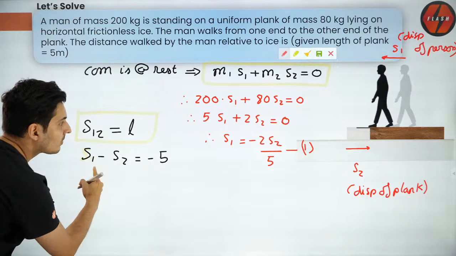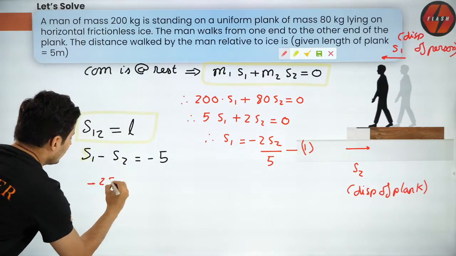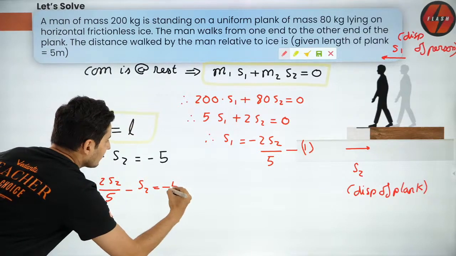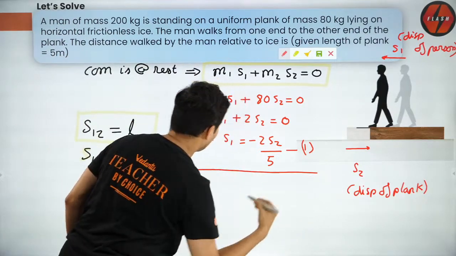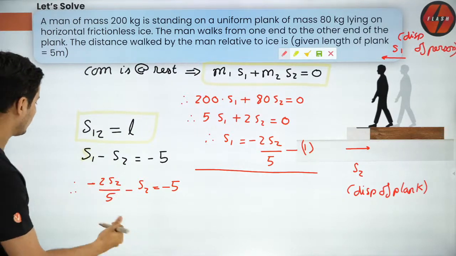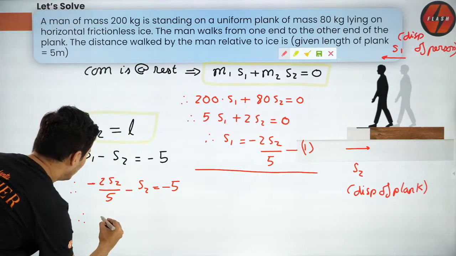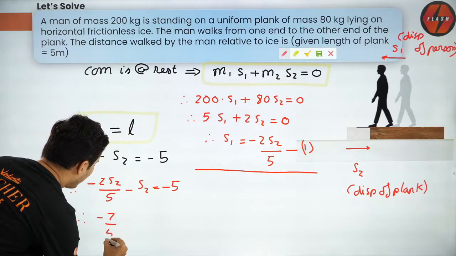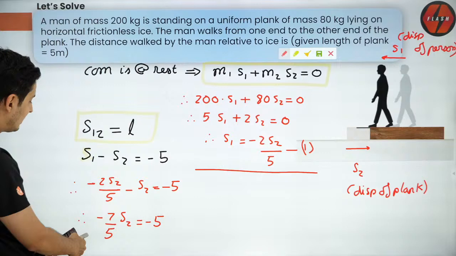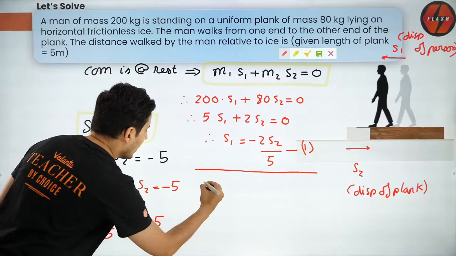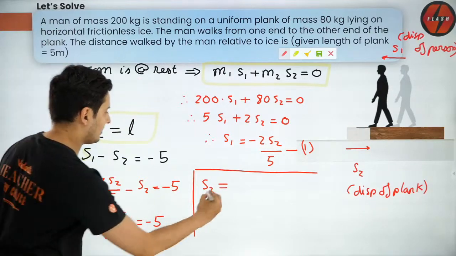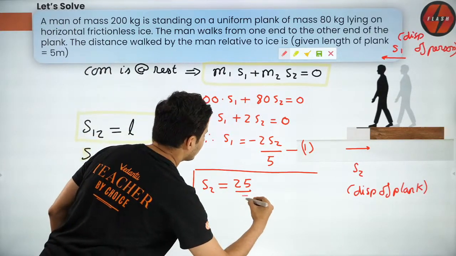Substitute it here and see what you will get. You will get S1 is -2 S2 divided by 5 minus S2 is equal to -5. So this will become -5 minus 2, -7. So I believe it will become -7 by 5 S2 is equal to -5. Minus cancels. So therefore I will get S2 as how much? I'll get it as 25 by 7 meters.